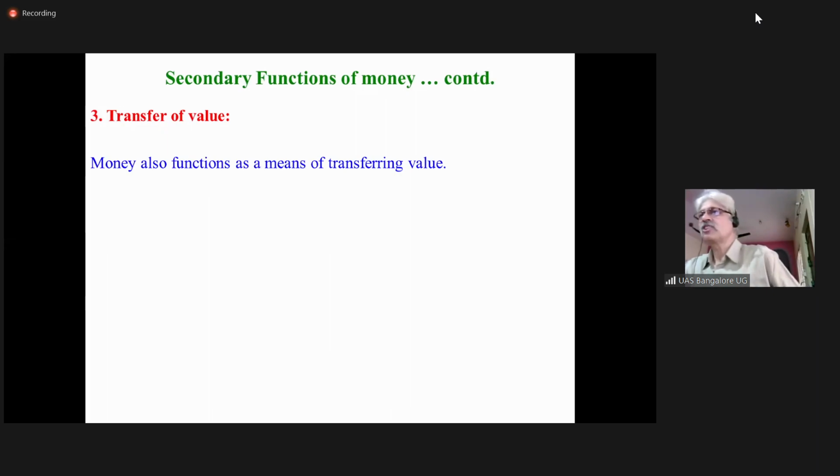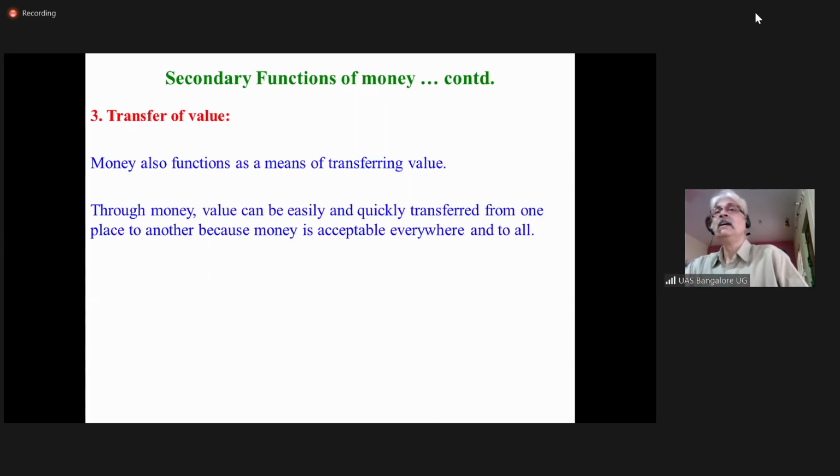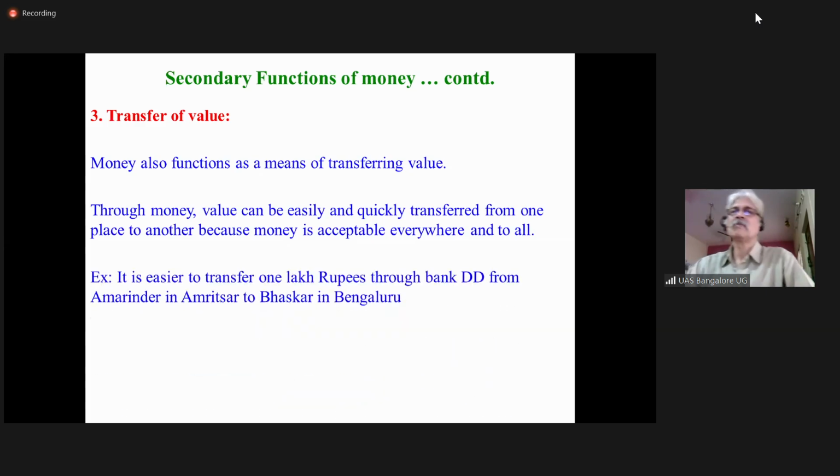Money also functions as a means of transferring value. Through money, value can be easily and quickly transferred from one place to another because money is acceptable everywhere and to all. Example, it is easier to transfer 1 lakh rupees through bank demand draft DD from Amarinder in Amritsar to Bhaskar in Bangalore. Okay, so instead of sending wheat as such, you can send the DD. It is easier.